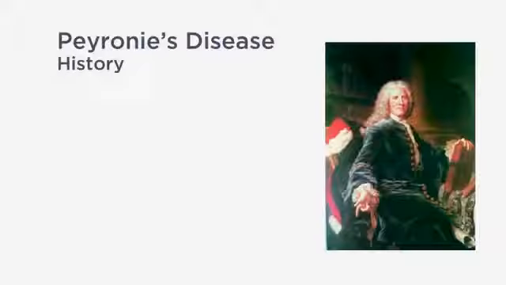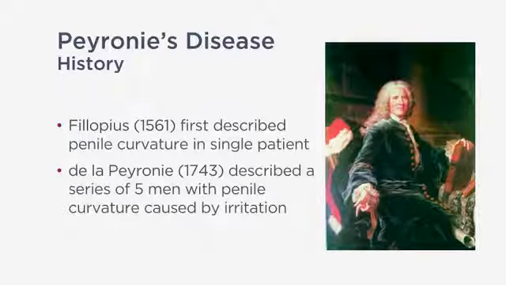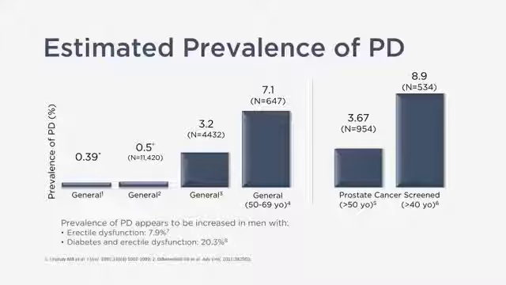Peyronie's disease has been described over centuries. One of the first descriptions of Peyronie's disease was in the 1500s. It wasn't until 1743 when François de la Peyronie described this condition in 5 men. The prevalence of Peyronie's disease is actually quite higher than most think. We know that roughly 7% of all men have Peyronie's disease.